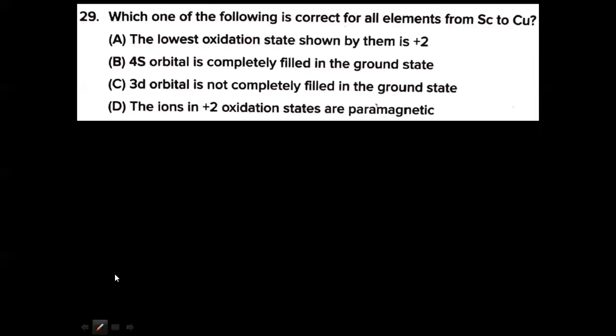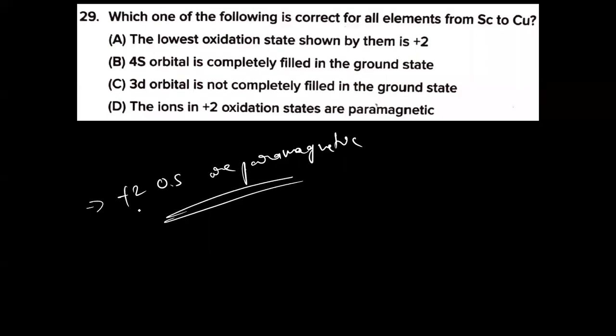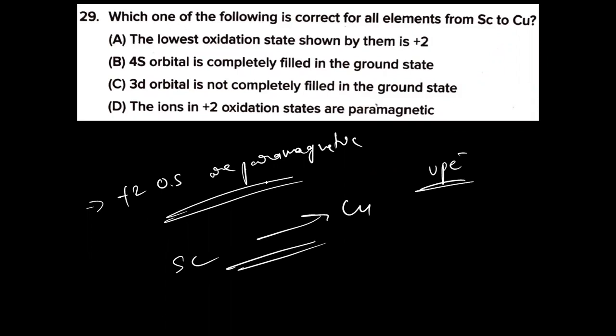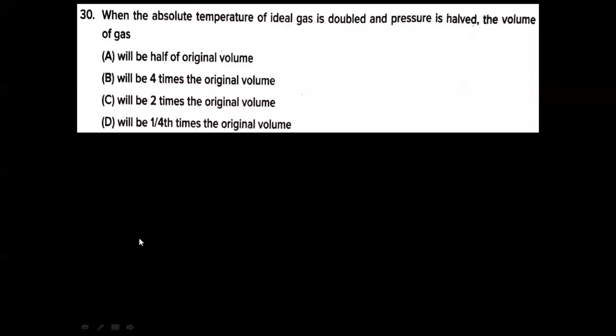29. Which one of the following is correct for all elements from scandium to copper? So this is also conceptual oriented. Here they have given +2 oxidation state or paramagnetic. If you consider our 3d series elements, scandium to copper, whichever element we consider, the +2 oxidation state of any element from scandium to copper acts as paramagnetic because of the presence of unpaired electrons. They are paramagnetic.